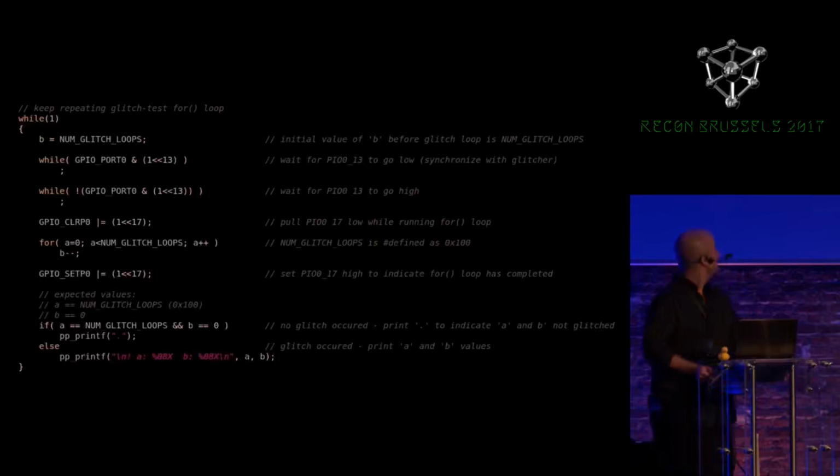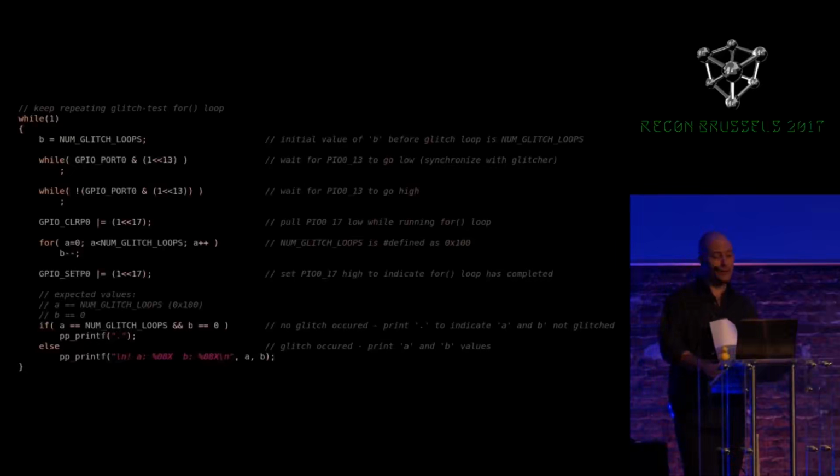What I have here is a while loop that will continue executing forever. I have two variables that I'll use inside this loop, A and B. I'll initialize B to a value that I have set as number of glitch loops, which in the case of this test, I have set to 16. I will toggle some GPIO pins. This allows me to have nice synchronization between the LPC chip and the AVR chip that will do the glitching, so that I have my timing nice and precise.